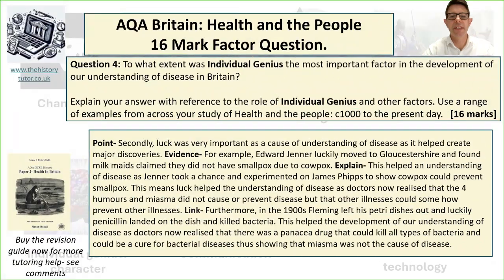Okay, so here's my example. I said, secondly, luck was very important as a cause of understanding of disease to help create many major discoveries. For example, Edward Jenner luckily moved to Gloucestershire and found milkmaids claimed they did not have smallpox due to cowpox. This helped an understanding of disease as Jenner took a chance and experimented on James Phipps to show cowpox could prevent smallpox. This means luck helped the understanding of disease as doctors now realise that the four humours or miasma did not cause or prevent disease, but that other illnesses could somehow prevent other illnesses.